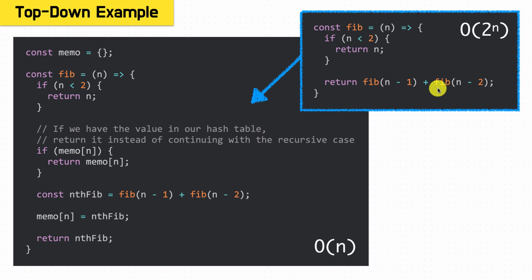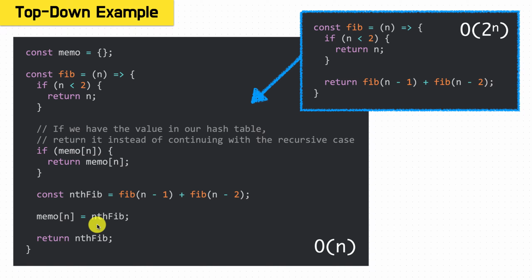But then to optimize the solution, we initialize a memoization hash table. Then, after we calculate any Fibonacci number, which we represent by n from the input, we store this Fibonacci number in the hash table. So for the value of n, or the input value, this is the item in the Fibonacci sequence, and this is the number that corresponds to it.